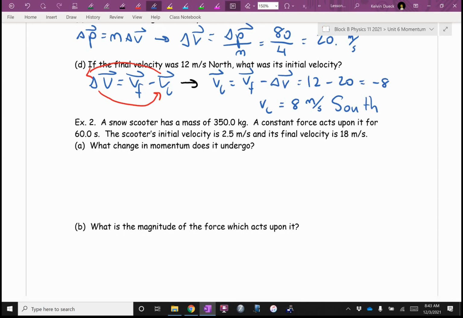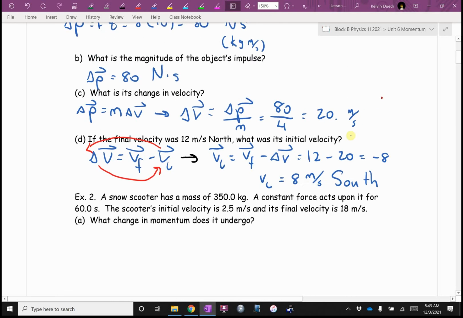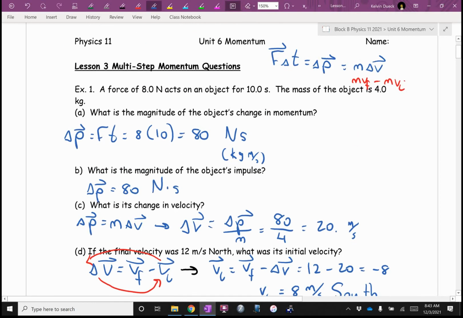And if I was just trying to do this in my head, I would just use negatives and positives rather than north and south. One would be positive, one would be negative. Is that a change in velocity of positive 20? Yep. Here's what that means. In this particular situation, the object was going south. The force was applied to the north that slowed the object down, brought it to a stop, turned it around, and got it going north at 12 meters per second. And how long did that take? Apparently 10 seconds to do that.